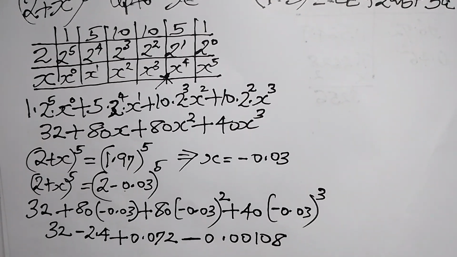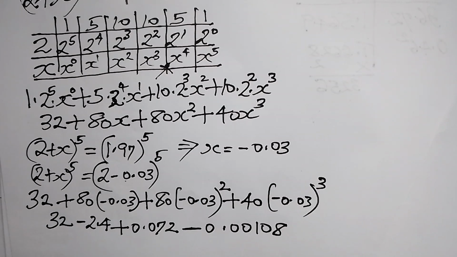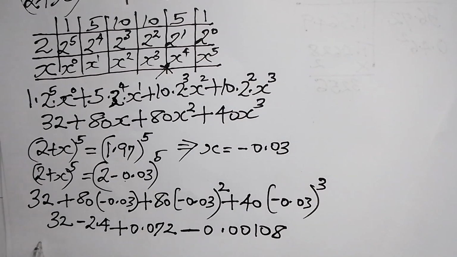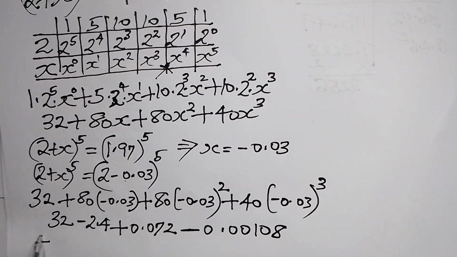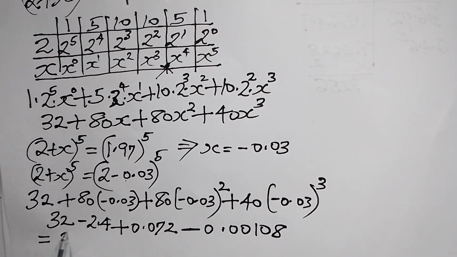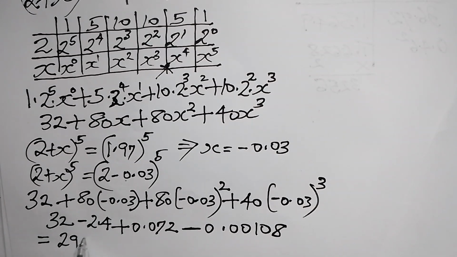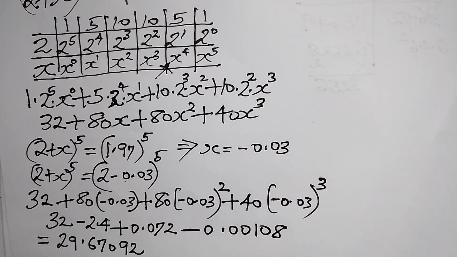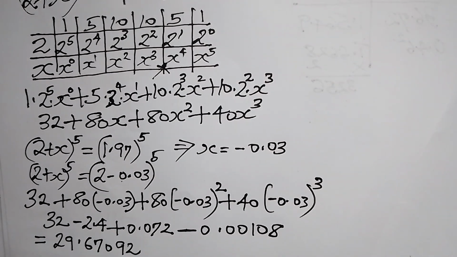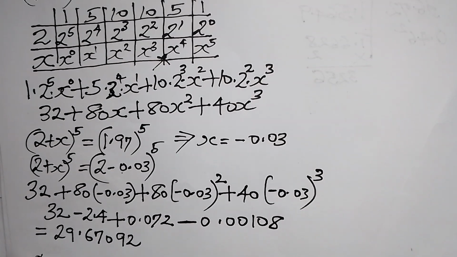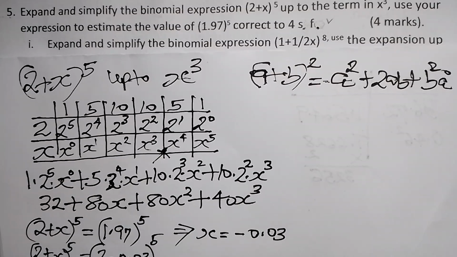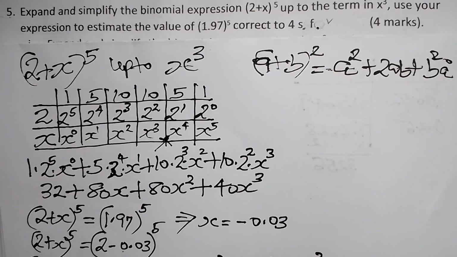So you go ahead and simplify this. This will be equal to, from your figures in the calculator, 29.67092. But according to the question, you've been told to give it correct to 4 significant figures.